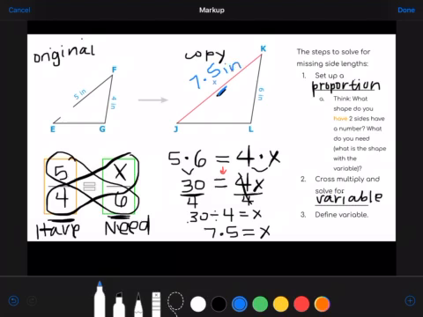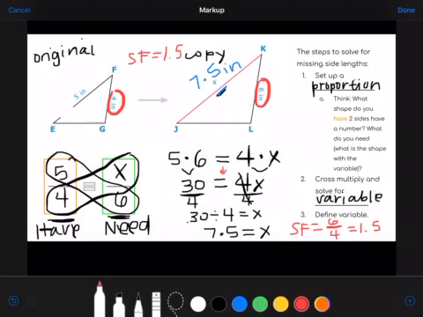And if you want to check that, we can check that by finding our scale factor. So I'm going to find my scale factor, and to do that, I'm just going to take 6 divided by 4. So to solve for my scale factor, I need to do my copy. So 6 divided by 4. So if I do 6 divided by 4, that'll give me 1.5. So that means my scale factor is equal to 1.5.